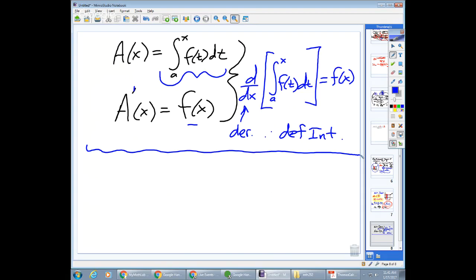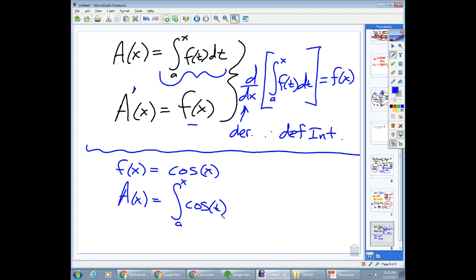How about, let's let f of x equal the cosine of x. So then we could define an area function on this by saying, okay, find the definite integral from some value a up to x of the cosine of t dt. And remember, I have to put a t in here instead of an x because x is already being used up there and I can't use the same variable for two different things.